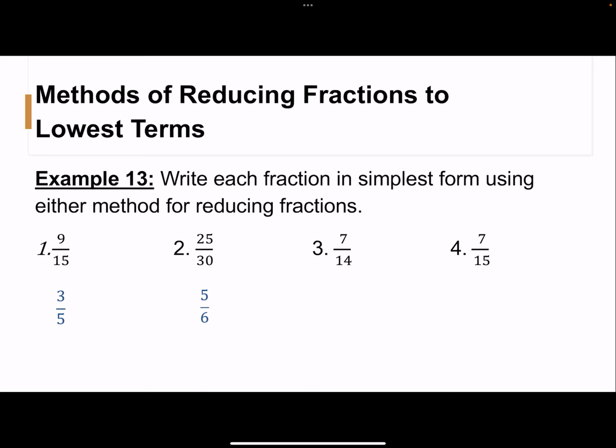7/14, I can divide both of those by 7, so that reduced fraction would be 1/2. That would be a fraction in lowest terms. And then our last one, since 7 and 15 are already relatively prime, actually 7/15 is already reduced. There's no number that I can divide 7 and 15 by other than 1.